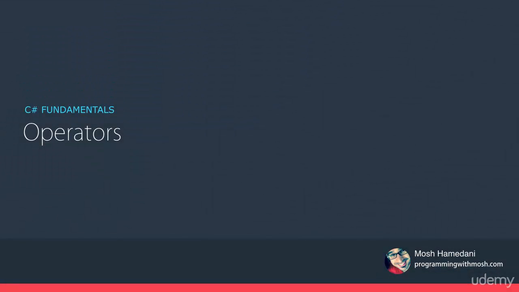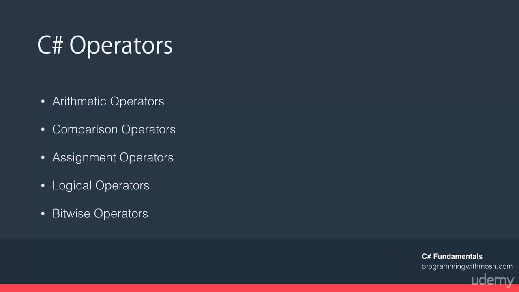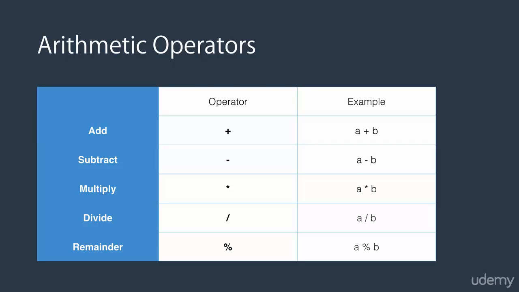Okay, we got to operators. In C#, we have 5 types of operators: arithmetic, comparison, assignment, logical, and bitwise. Let's take a closer look at each of these operators. We use arithmetic operators in computations where we're working with numbers. So as you see in this slide, we have add, subtract, multiply, divide, and remainder of division.